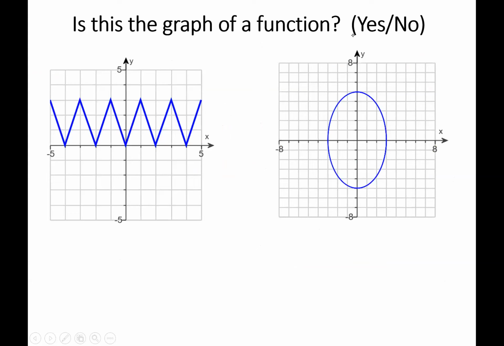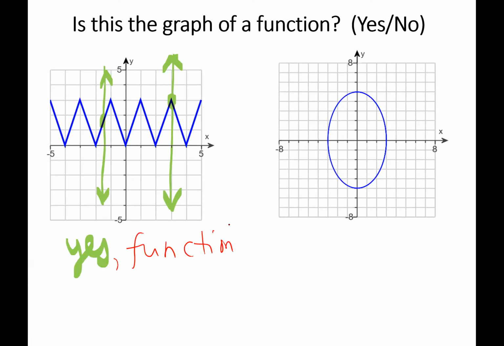Is this the graph of a function, yes or no? All right, so what we're going to do is draw a vertical line through the graph. How many times did the line cross through this strange zigzag graph? Well, I drew a vertical line and it only crosses once. Now I can try again, just to be sure, but anywhere you draw a vertical line through this graph, it will only cross once. So we would say, yes, this is a function, because each vertical line crosses only once.